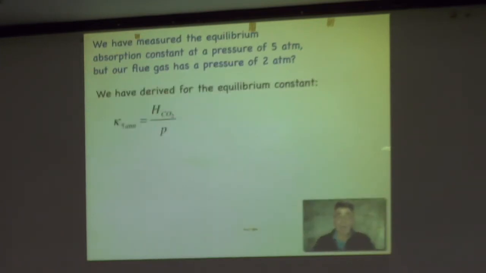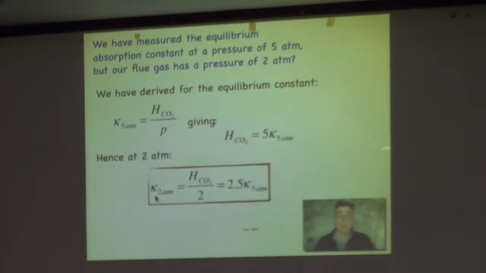Well, what we have derived is that at 5 atmosphere, the equilibrium constant is related to the Henry coefficient over the pressure. So we can calculate this Henry coefficient, and this Henry coefficient also holds at 2 atmosphere. And that is something we can now use to estimate the equilibrium constant at 2 atmosphere. From this calculation we get our Henry coefficient in terms of the equilibrium constant at 5 atmosphere, and we see that our kappa is a factor of 2.5 higher than the kappa at 5 atmosphere.